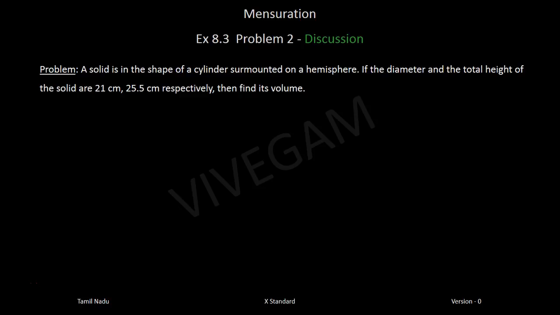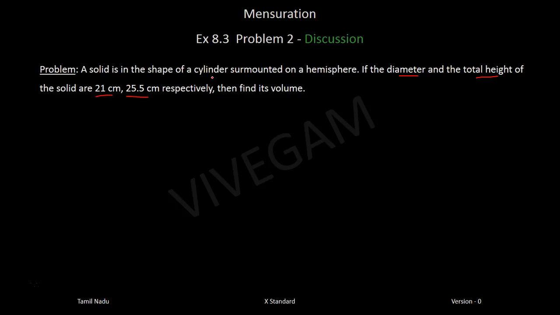A solid is in the shape of a cylinder surmounted on a hemisphere. If the diameter and the total height of the solid are 21 centimeters and 25.5 centimeters respectively, then find its volume. Let's mark the information. The diameter and the total height are 21 centimeters and 25.5 centimeters.